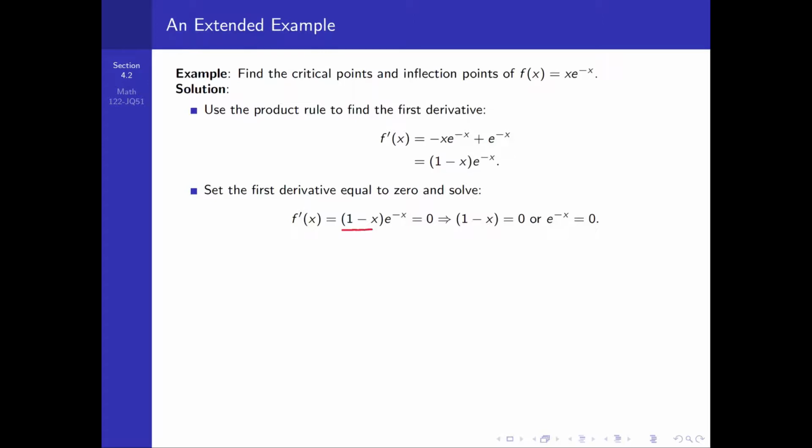So 1 minus x times e to the negative x equals 0 implies that 1 minus x is equal to 0 or e to the negative x is equal to 0. But in this case, e to the negative x is never going to equal 0 for any x. So we don't have to worry about this case where e to the negative x is equal to 0. And so we conclude that the only critical point we have is at x equals 1, because that's the only point where 1 minus x is equal to 0.